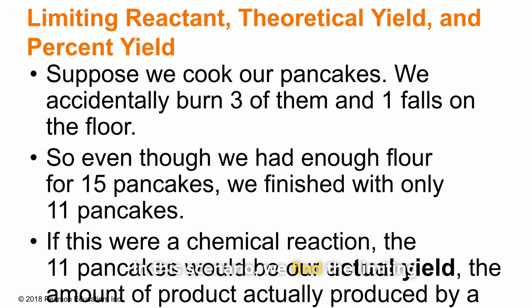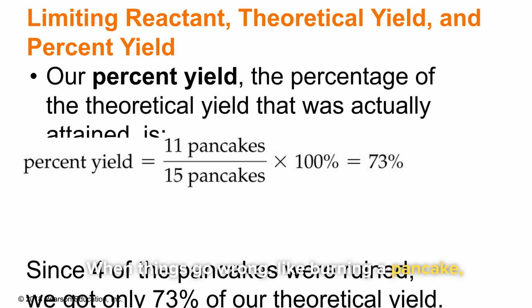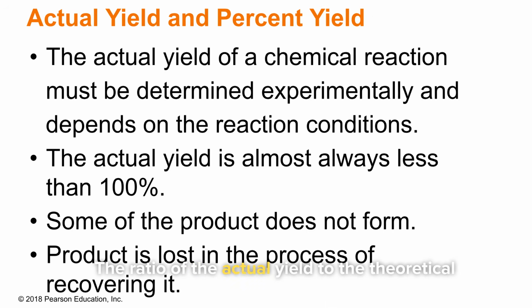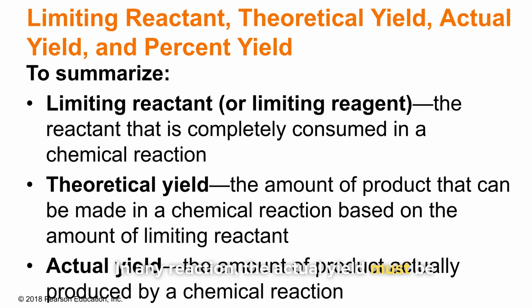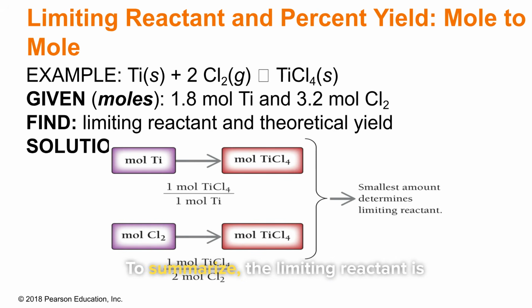In this scenario, we find the limiting ingredient, the one that runs out first, which dictates our theoretical yield of pancakes. When things go wrong, like burning a pancake, we get our actual yield, which is usually less than the theoretical amount. The ratio of the actual yield to the theoretical yield multiplied by 100 gives us the percent yield of our process. In any reaction, the actual yield must be determined experimentally. It is almost always less than the theoretical yield due to side reactions or product loss during recovery. To summarize, the limiting reactant is completely consumed, the theoretical yield is the maximum possible product, and the percent yield compares the actual result to that theoretical maximum.